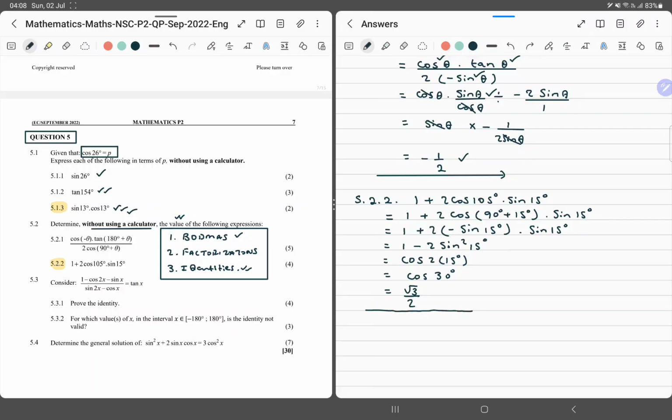Again, you want to double check this by just punching it in the calculator. So it's 1 plus 2 into cos of 105 degrees into sine of 15. So we get root 3 over 2. So it is correct. You cannot lose these marks, guys, because you've got the skills on how to deal with this. So essentially we are sorted.